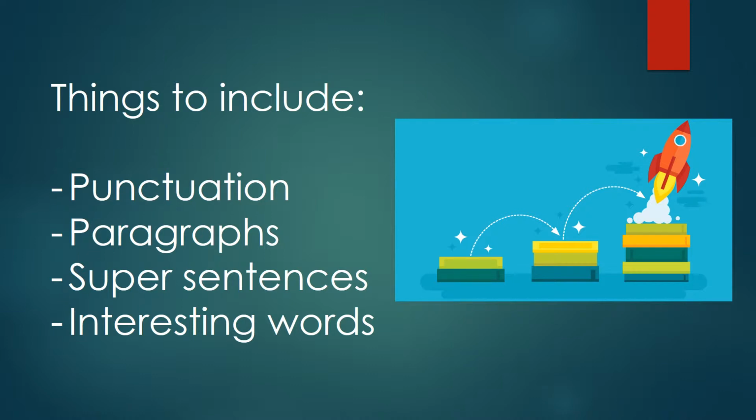So make sure you're including great punctuation. So don't forget those capital letters, full stops, commas, all of those things. Don't forget to include paragraphs. Don't forget about super sentences. So all those really interesting ones that we did for the literacy party, you can also be using things like similes and metaphors and great descriptive language in your super sentences. And try to use lots of interesting words in your story.